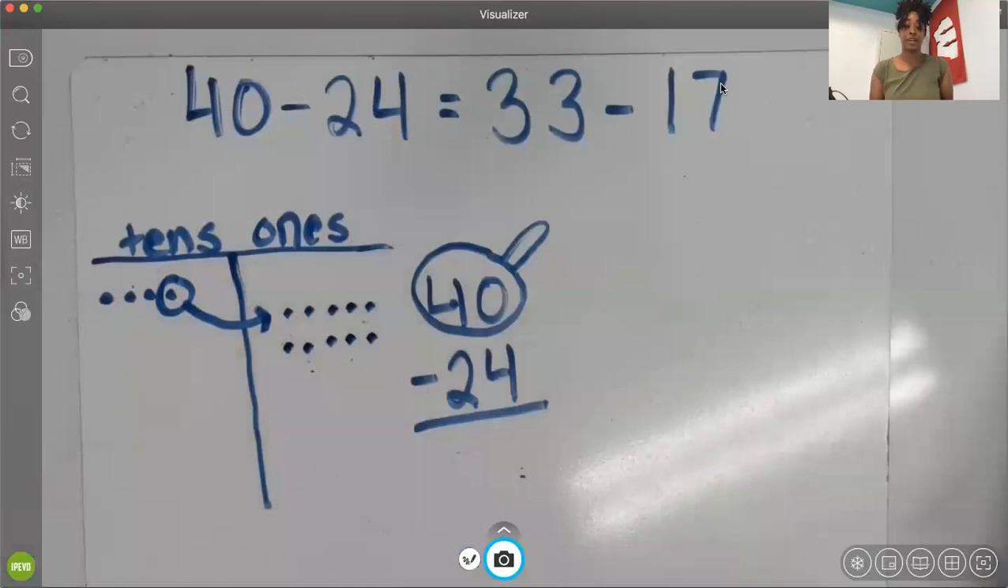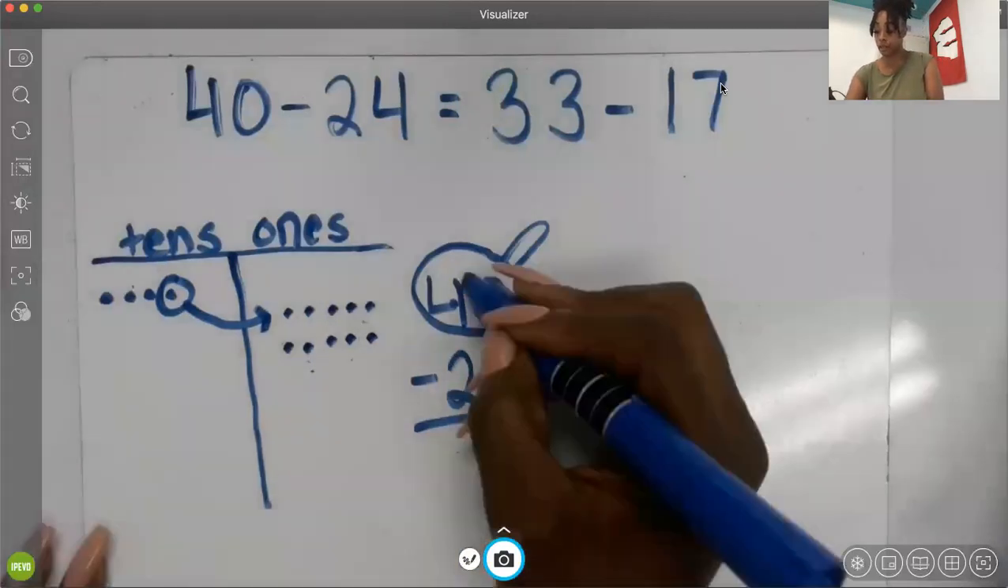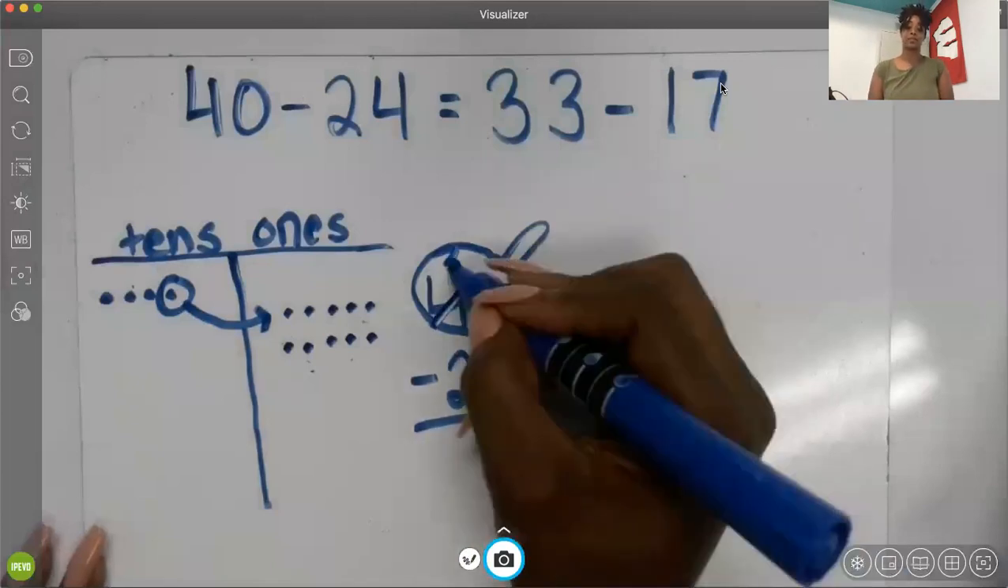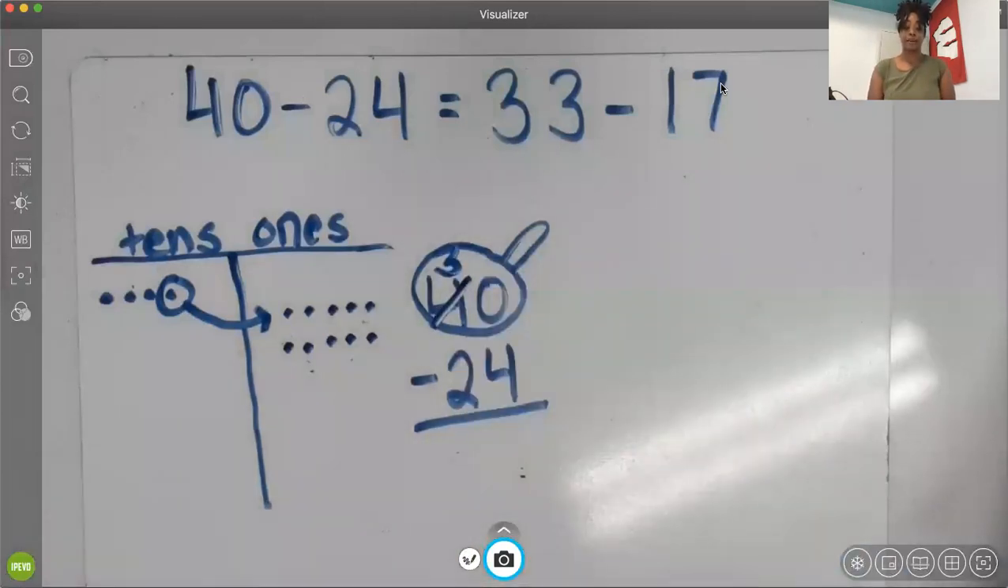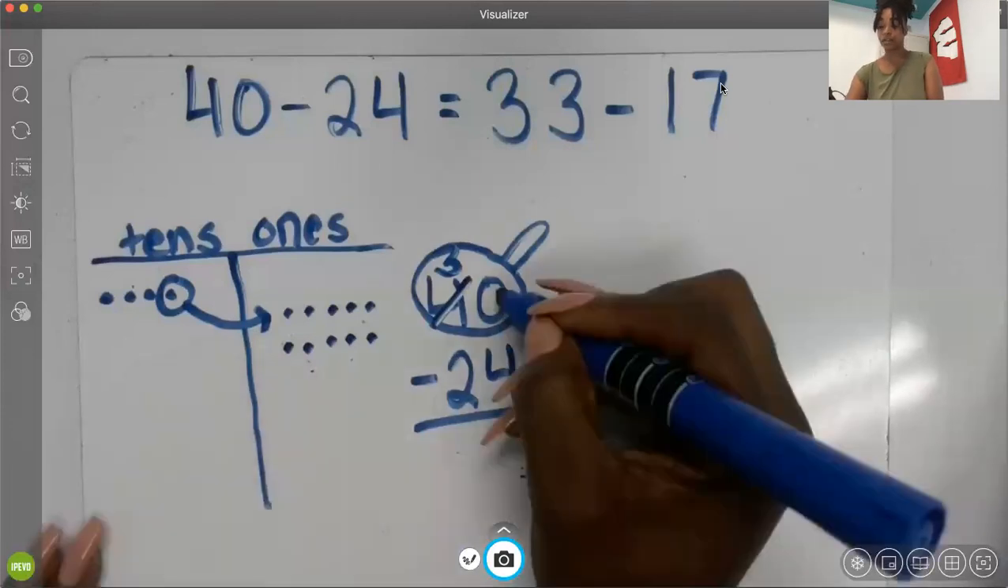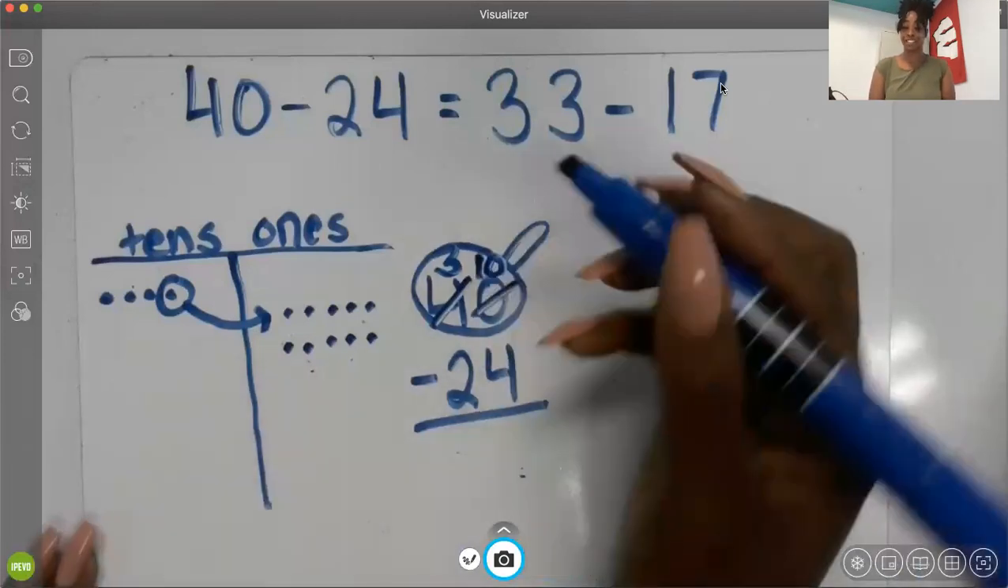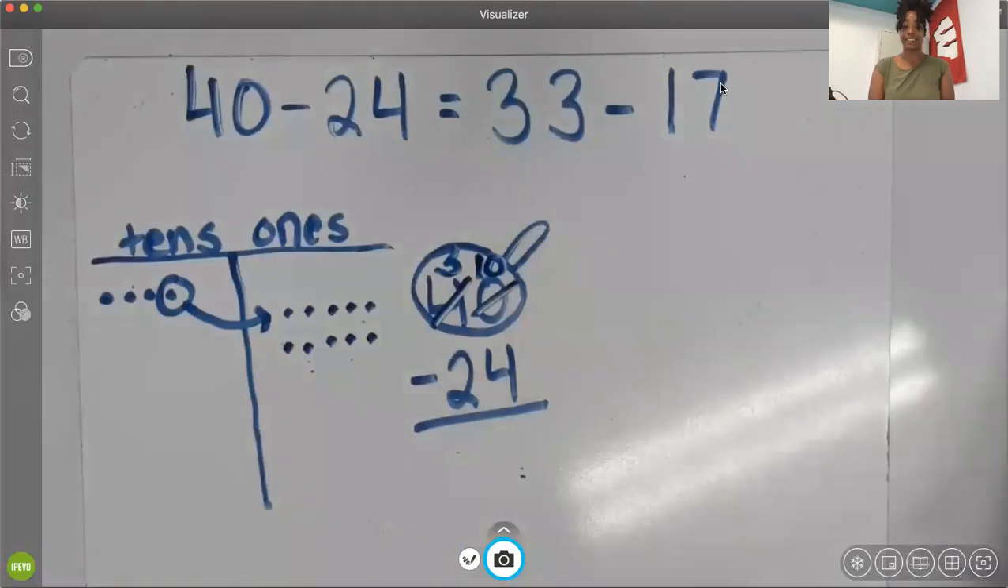How many tens do we have now? We had 4 tens, but after decomposing, now we have 3 tens. How many ones do we have now? We had 0 ones, but after decomposing, now we have 10 ones. Are we ready to subtract? We are ready to subtract.